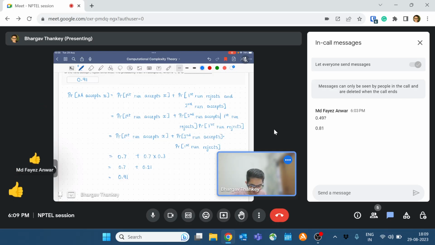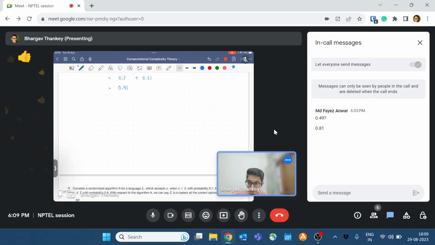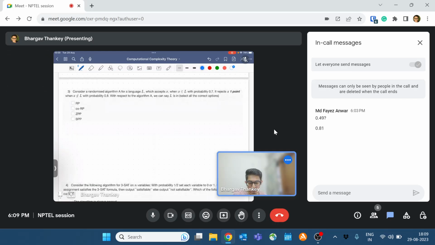Okay, let's look at the next problem. Consider a randomized algorithm A for a language L which accepts X when X is in L with probability 0.7, and it rejects X when X is not in L with probability 0.8. So with respect to the algorithm A, which class can we say that L is in? We are supposed to select all the correct options. The options are RP, co-RP, ZPP, and BPP. With respect to algorithm A, which of these classes contain L?